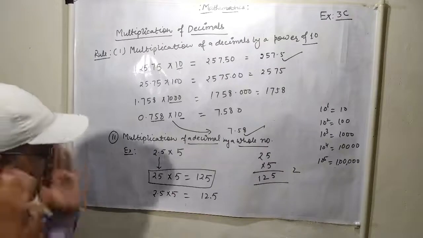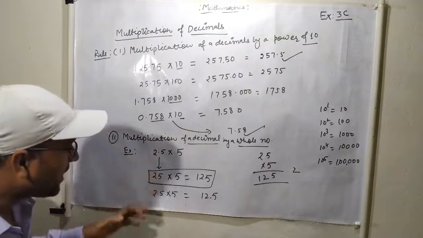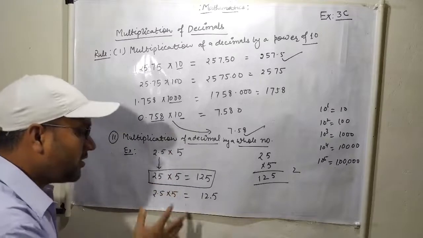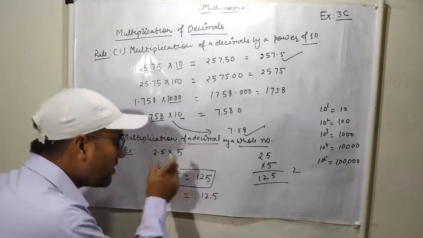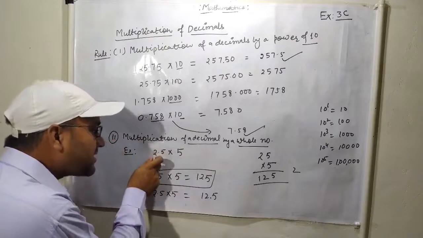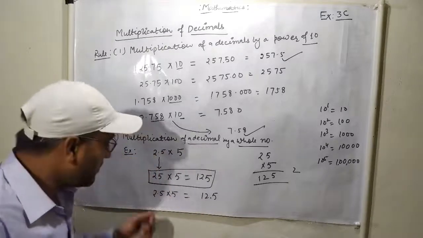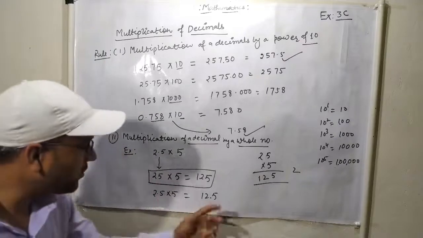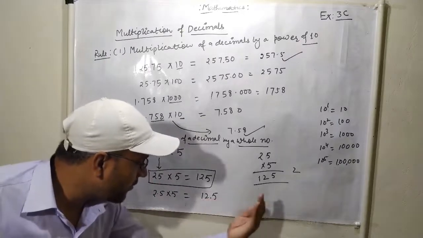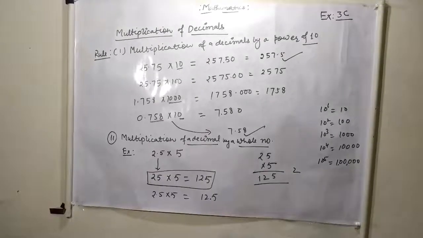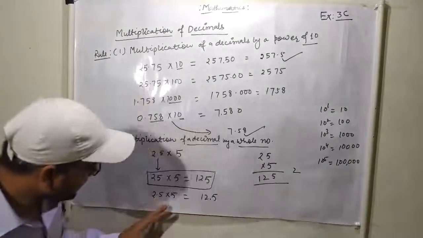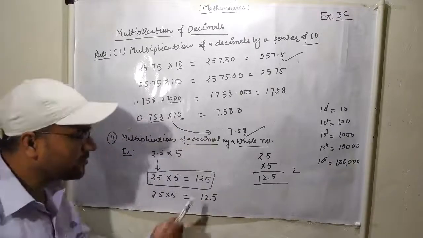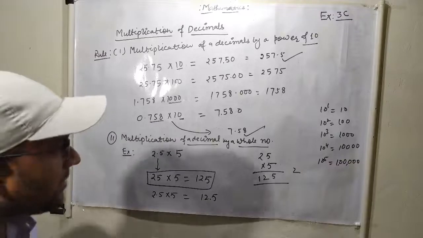Any problem, students? Listen carefully. First you multiply both numbers as whole numbers, and then you put the decimal point in your product by counting the decimal places in your decimal number. In this one there is 1 decimal place, so you will count 1 number from the right side. So students, 2.5 multiplied by 5, you will get 12.5. Your answer is 12.5.